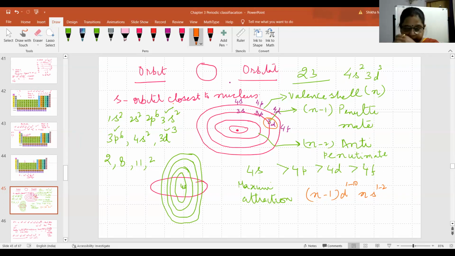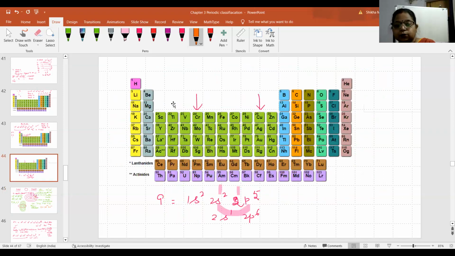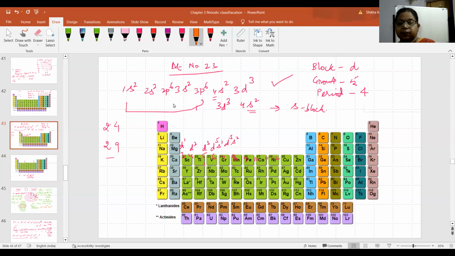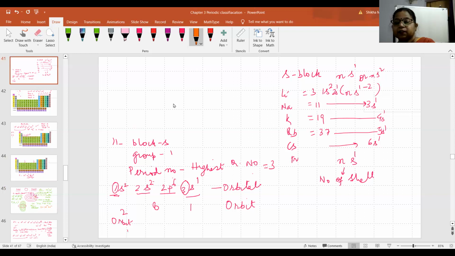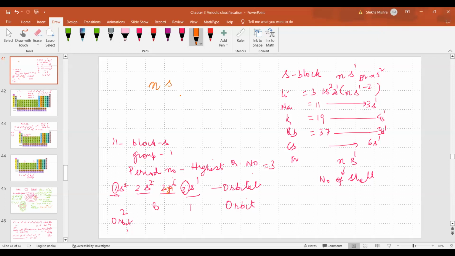For s block, we said... Can you repeat the last point? I didn't understand the last point. Okay. We understood the general electronic configuration for atomic number 11 can be written as, for group 1, it can be written as ns1 or ns2, right? Yes, ma'am.